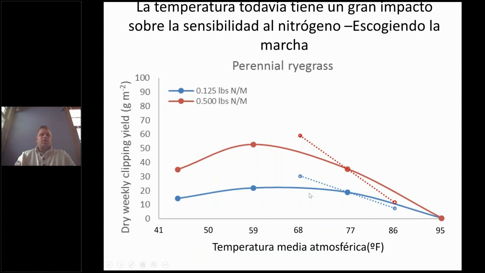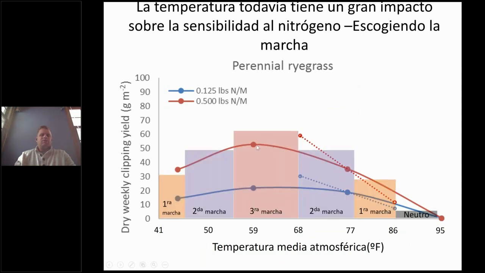We did it for perennial ryegrass and found that its ideal temperature for nitrogen response was right around 60 degrees Fahrenheit, or about 15 degrees Celsius. That's kind of where we're getting our peak growth rate. Even if we use a low rate of fertilizer or a high rate of fertilizer, they are both peaking at about the same temperature. So we need less fertilizer here to elicit a clipping yield response than, say, if it's really warm outside.